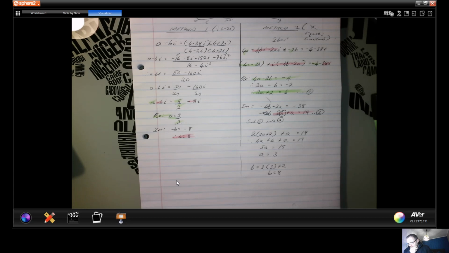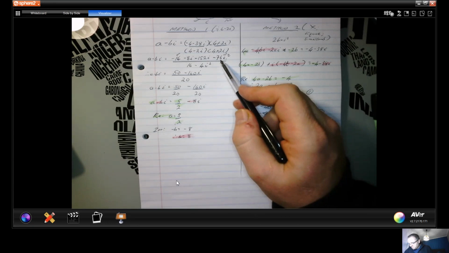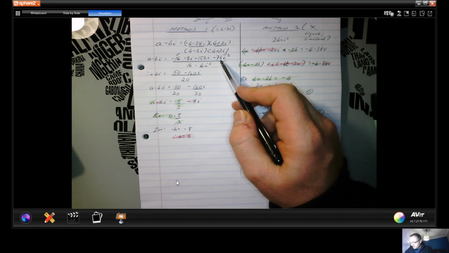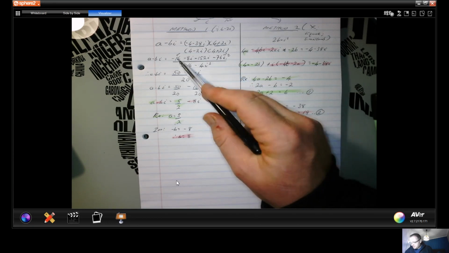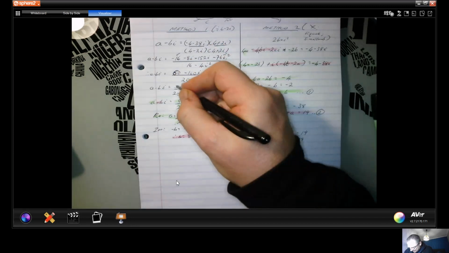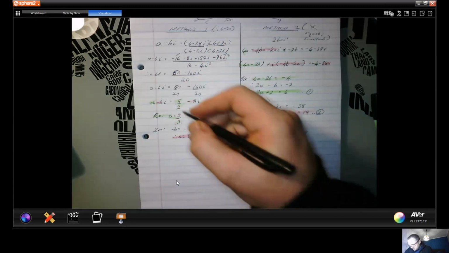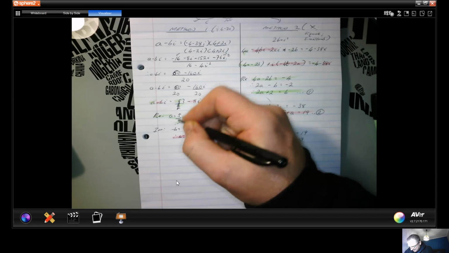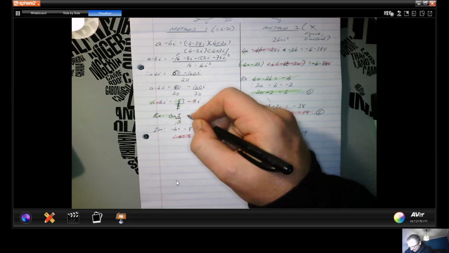50 over 20, it should be 60 over 20. It was probably some stupid mistake. Yeah, one stupid mistake. You can see how it can cost you. 76 minus 16 is not 50, it's 60. Okay. 60 over 20 gives us 3. So a is equal to 3.